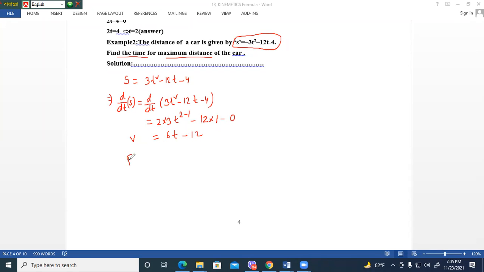Now for maximum distance, the velocity should be 0. Velocity should be 0. And velocity equals 6t minus 12 equals 0. Then t equals 12 by 6, this is 2.